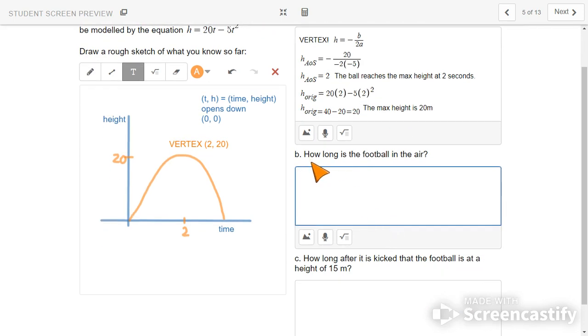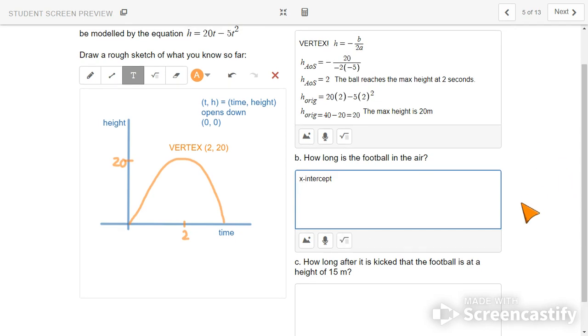Next part, how long is the football in the air? Well, we know that the x-coordinate is time, so we're looking for the x-intercept. I know that one x-intercept is at 0, 0. The next x-intercept we're going to find is to factor or put it into the quadratic equation. I'd like to factor, so I'm going to factor out a negative 5t, and we would have negative 4 plus t.